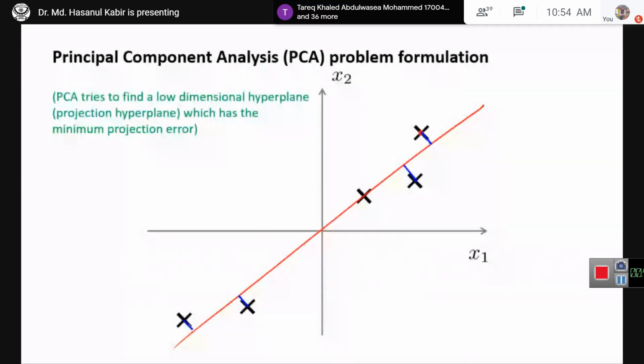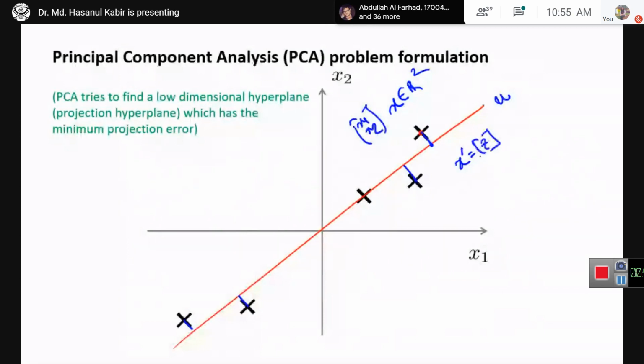Listen now, this point is represented in this 2D space. It has two elements, x1 and x2. Once you do this projection on this line, say x dash, x dash now contains a single value, which is z. Now this x dash belongs to this 1D space. So how much information have you lost? Don't you think that you have lost this much of information?